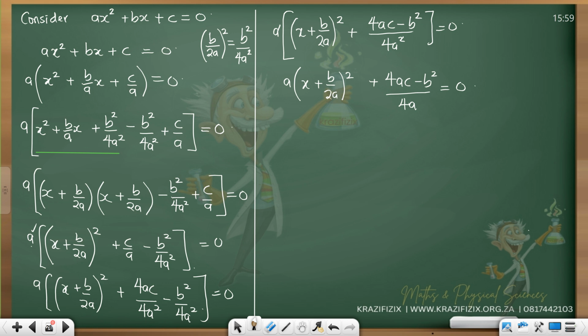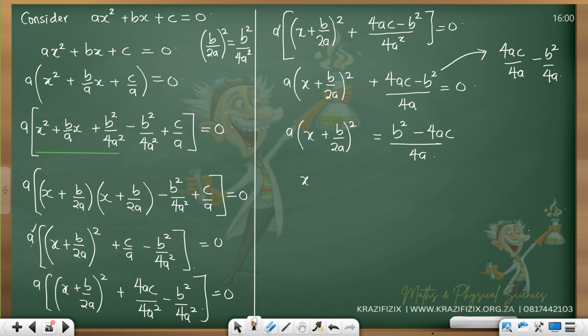And like I did earlier on, x plus b over 2a squared. Remember, this one we said we can write as 4ac over 4a minus b squared over 4a. It then becomes the opposite. The sign changes. The negative becomes positive and the positive becomes negative. Lovely. Now divide both sides by a.